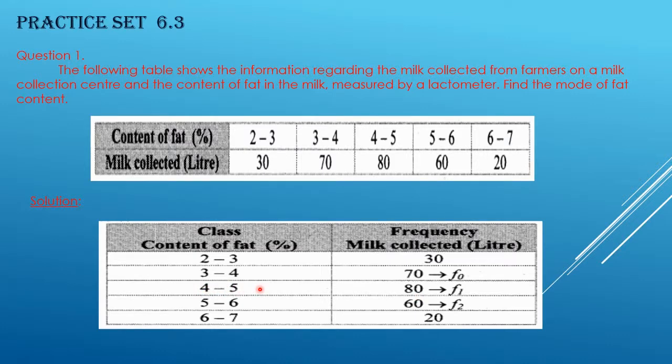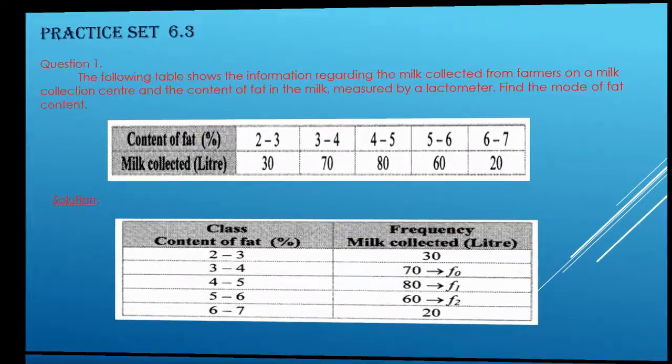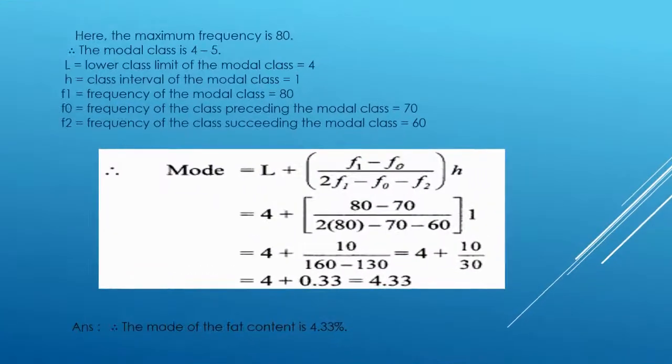Therefore, the modal class is 4 to 5 and the maximum frequency is taken as F1. And what is F0? The frequency of the class preceding the modal class is F0, and the frequency of the class succeeding the modal class is F2, that is 60. Here the maximum frequency is 80. Therefore the modal class is 4 to 5.